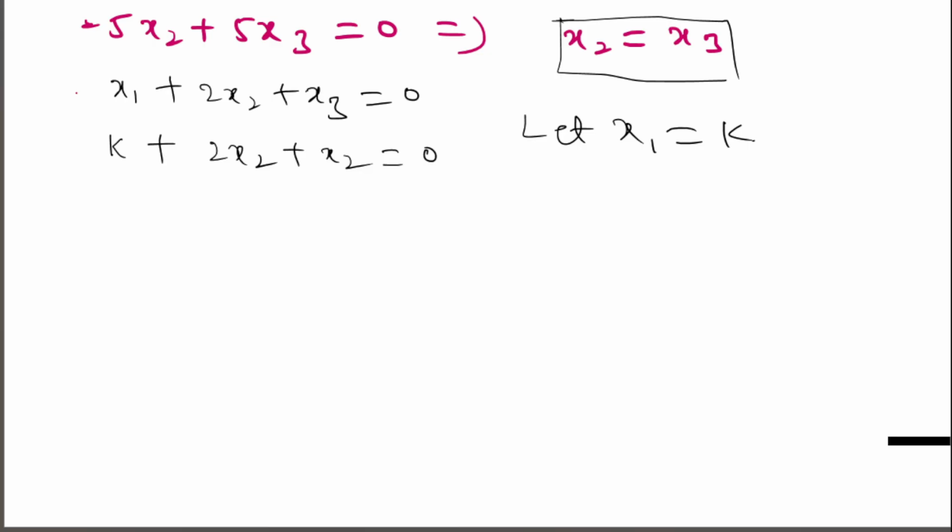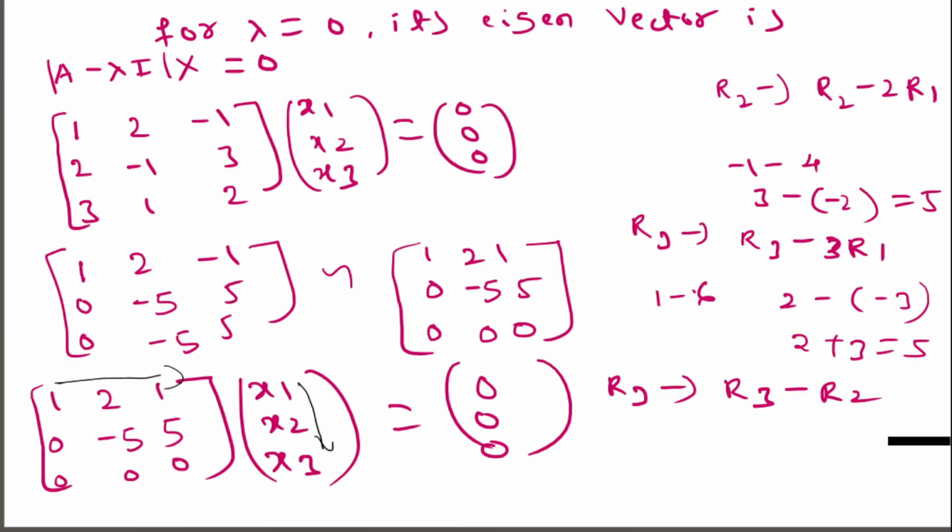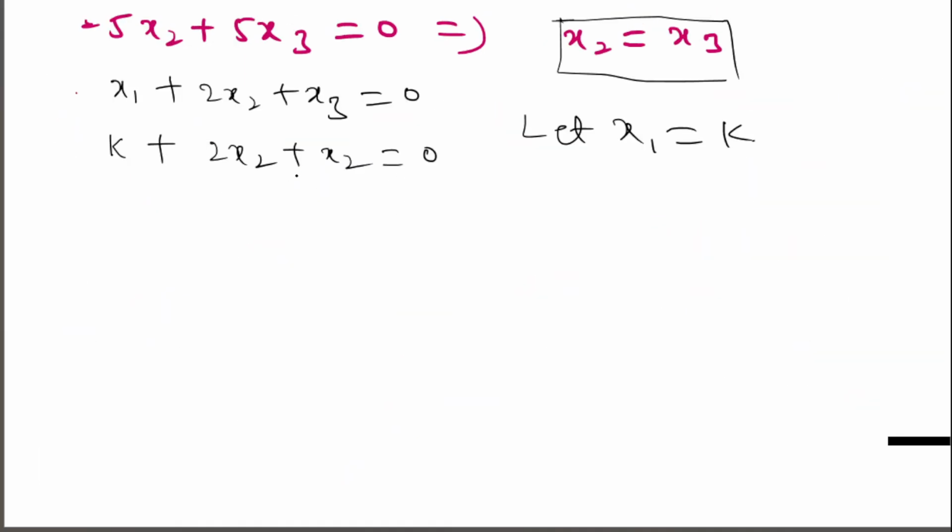One second, there is some mistake here. Here minus 1 is there, I forgot that, minus 1. Which implies minus x3, this is minus, this is minus. So finally k plus 2x2 minus x2, which is equal to x2, that is equal to 0, which implies that x2 is equal to minus k. Here we got the values. x2 equal to minus k means x2 and x3 both are equal to minus k.